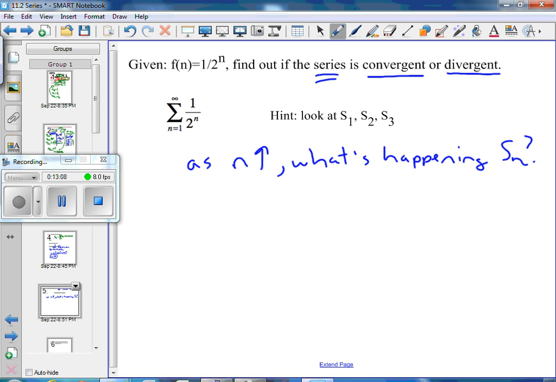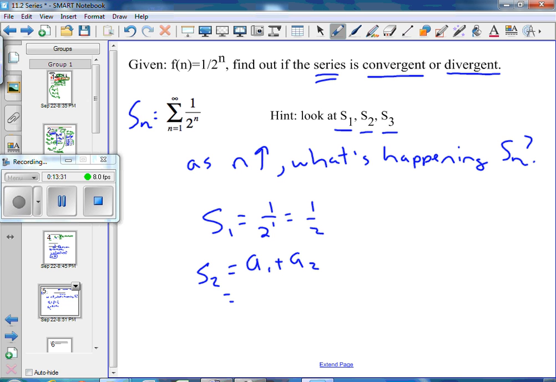So here we have s sub n, written in sigma notation, and they give us a hint. They say, in order to answer this question, let's look at s sub 1, s sub 2, s sub 3. So s sub 1 we know is 1 over 2 to the 1, which is 1/2, and s sub 2, well, that's a1 plus a2, so that's 1 over 2 from before, plus a sub 2, which is 1 over 2 squared, and 1/2 plus 1/4 equals 3/4.